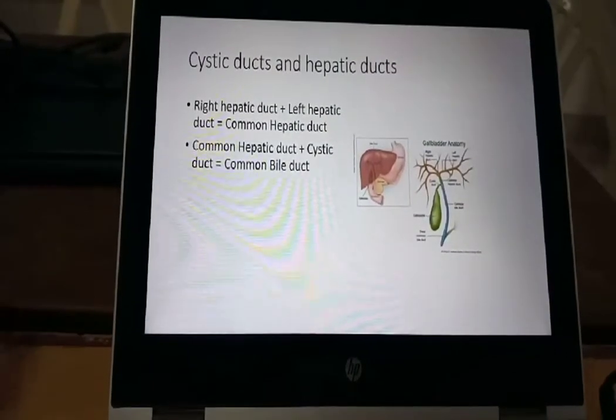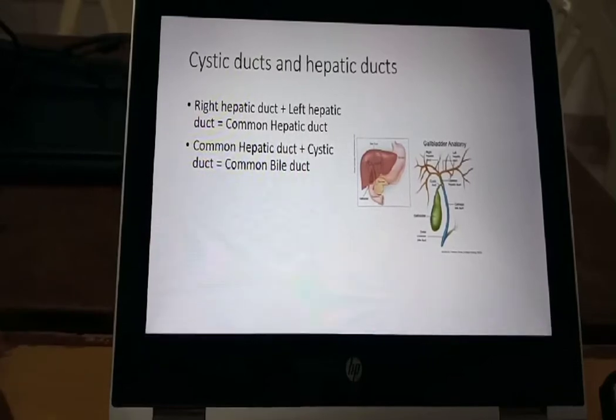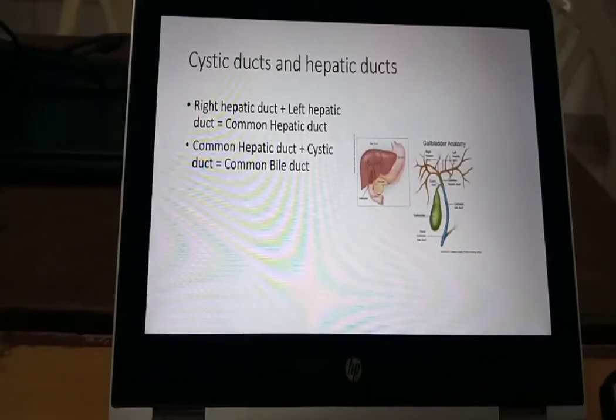So now, cystic ducts and the hepatic duct. The right hepatic duct and the left hepatic duct come together to form the common hepatic duct. The common hepatic duct plus the cystic duct which drains the gallbladder, form the common bile duct. So all the bile that is secreted by the liver comes down through the common hepatic duct. Some of it goes and stays in the cystic duct, and the others occupy the common bile duct.